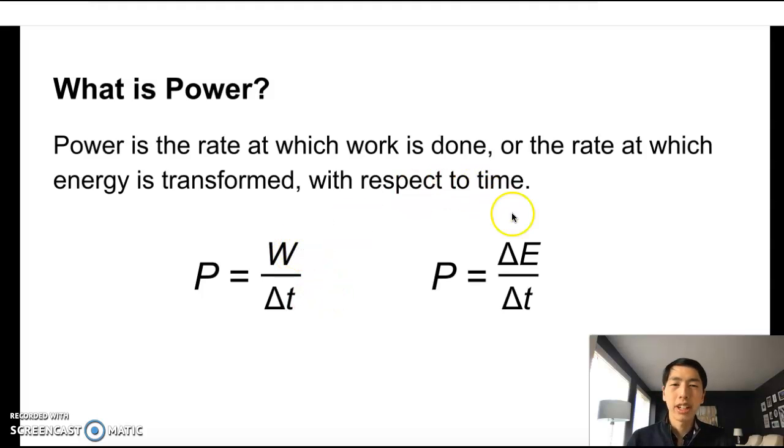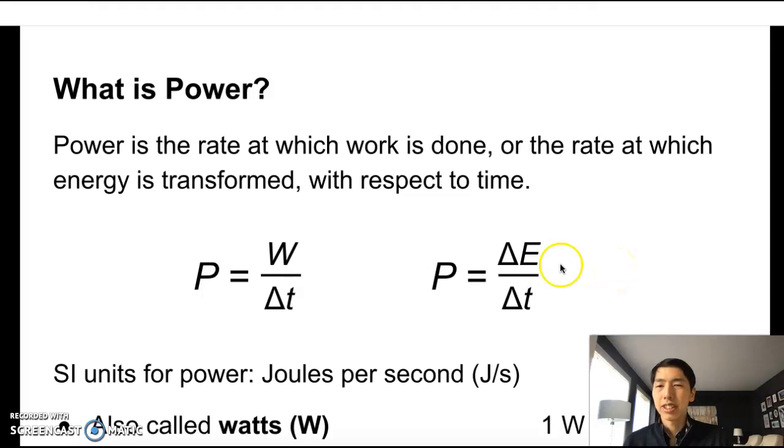Or since work and energy are both measured in joules, you can do the same thing for energy. You can transform energy. So delta E stands for the change of energy, divided by how much time it took to change that kind of energy. And then that's called the power of the energy transformation.